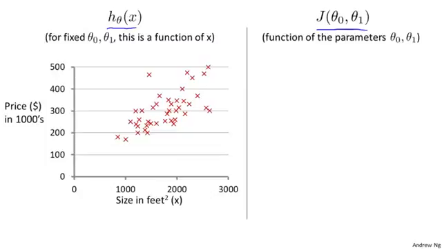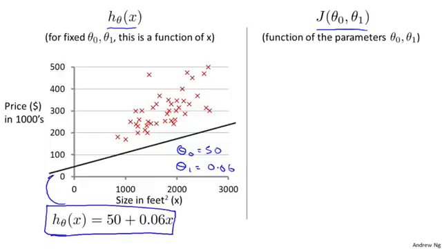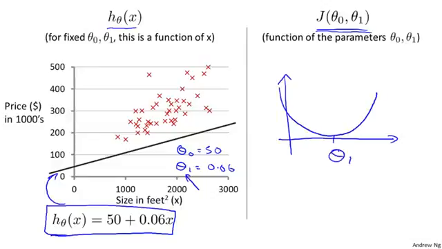So here's my training set of housing prices, and let's pick some hypothesis like that one. This is not a particularly good hypothesis, but if I set theta 0 equals 50 and theta 1 equals 0.06, then I end up with this hypothesis down here, and that corresponds to that straight line. Now, given these values of theta 0 and theta 1, we want to plot the corresponding cost function on the right. What we did last time, when we only had theta 1, was draw plots that look like this as a function of theta 1.